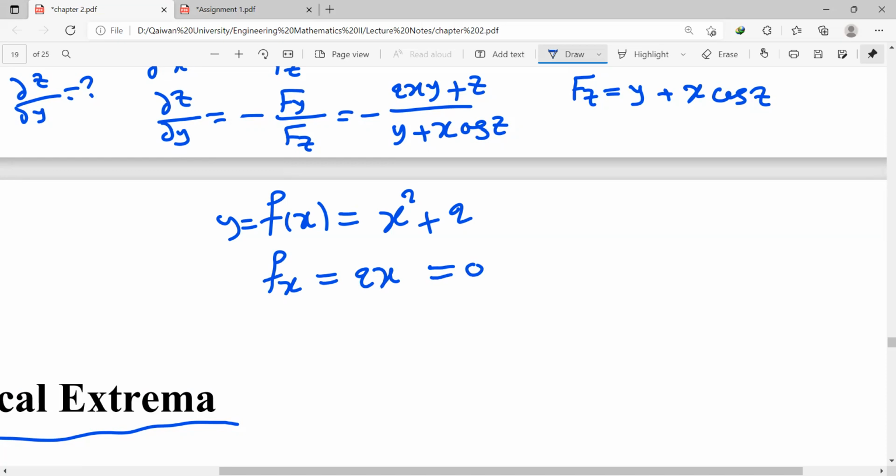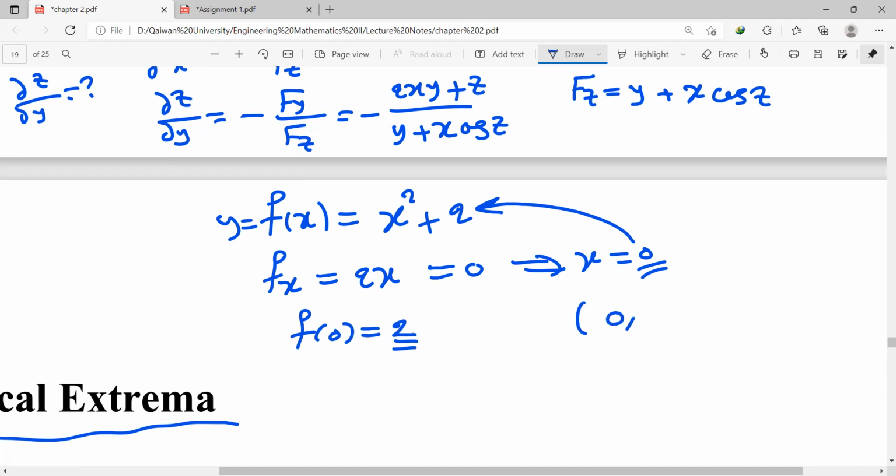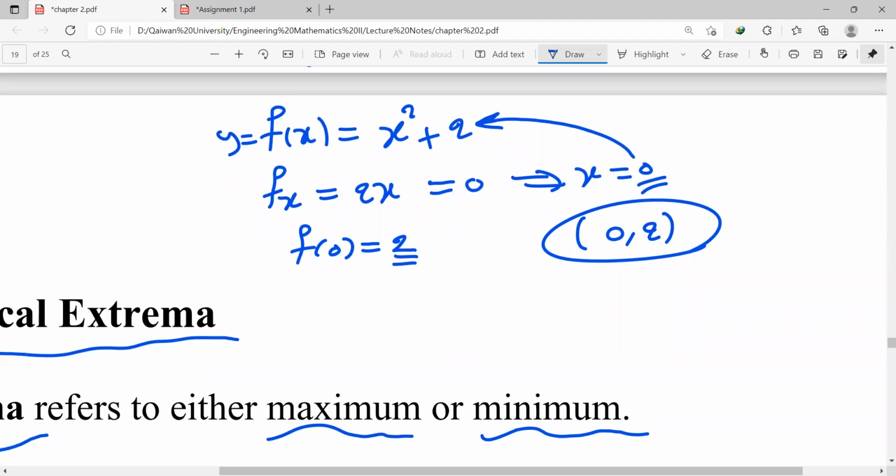Here we are going to find the critical point. From this, x is 0. If x is 0, we return this to the function. So f of 0 is 2, is it? So the point is (0, 2). Now, at x equal to 0, is the function at maximum or minimum? How do we do that? We are going to find the increasing and decreasing areas.